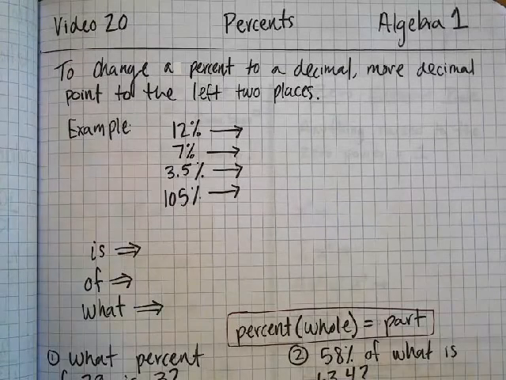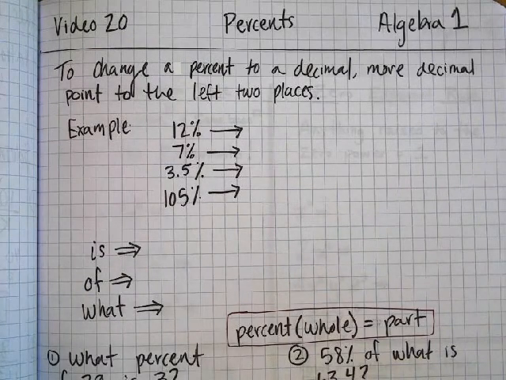This is video 20 and today we're talking about percents. Okay, the first thing to do is, how do I change a percent to a decimal? Well, you need to move the decimal point to the left 2 places.